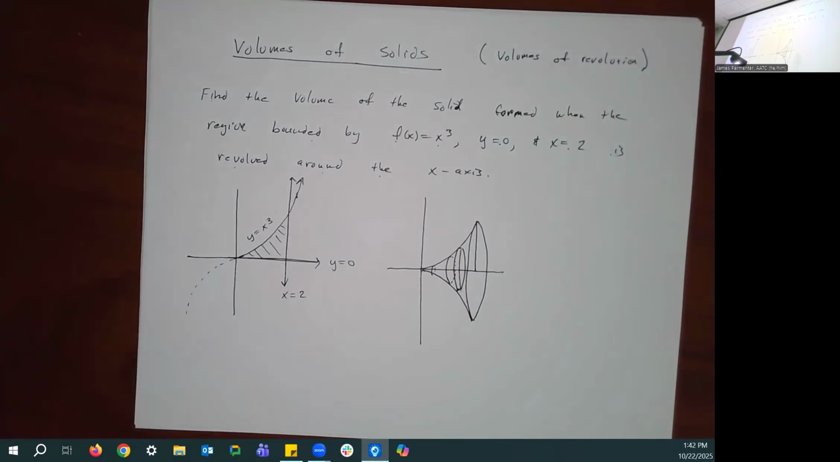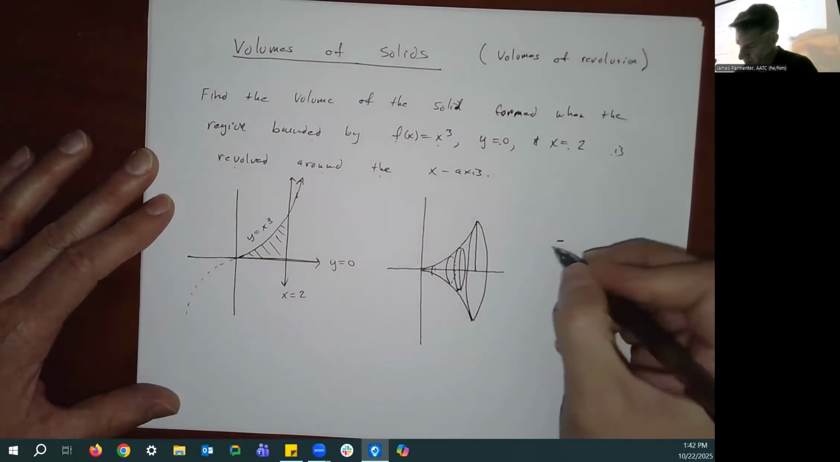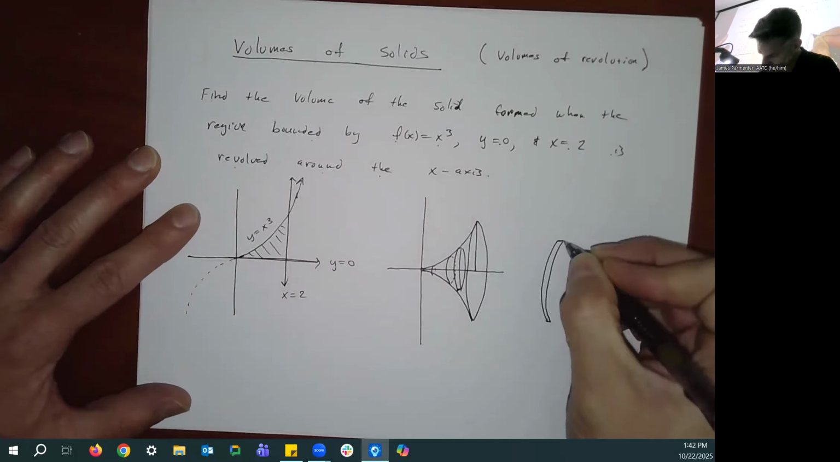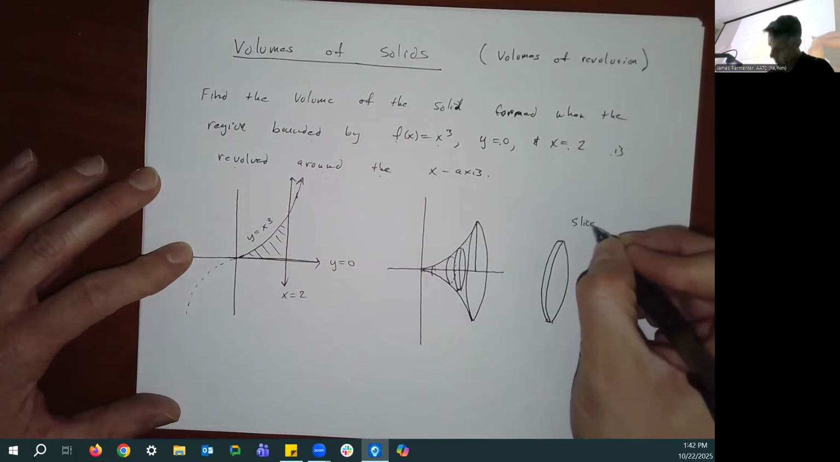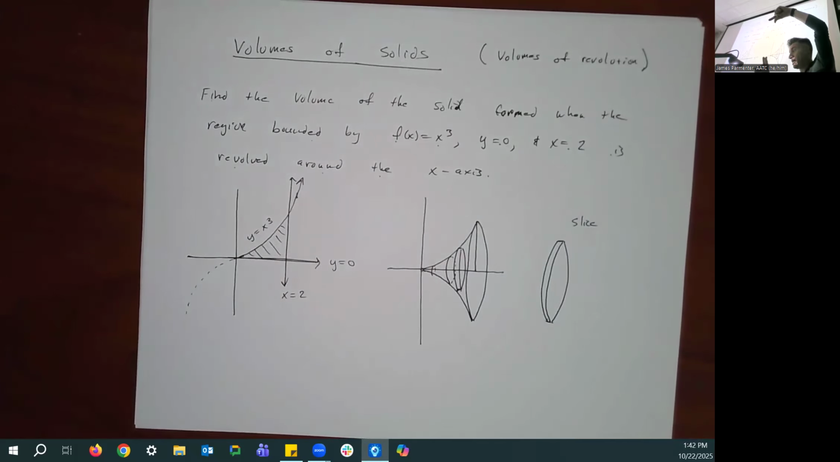Just like when all the rectangles had different areas, we had to find a general formula for the area of each rectangle. We're going to have to find a general formula for the volume of each slice. Fortunately, those slices have a pretty nice shape. This slice here, I'm going to draw it bigger over here. So there's my slice, and my slice is a cylinder. It's a really, really flat cylinder, right? It's got almost no width, but it is a cylinder.